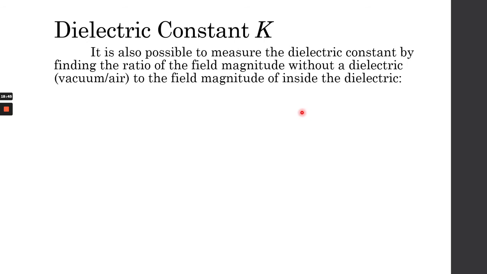We can also solve for K using the electric field, but we're not going to focus on this too much. But it's just something that I want you guys also to remember. To measure the dielectric constant using the electric field, what you just need to do is find the magnitude of the electric field without the dielectric, meaning in a vacuum or air. So this is your electric field in air divided by the electric field with the material, or with the dielectric.